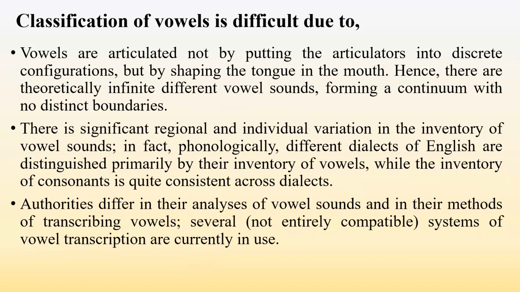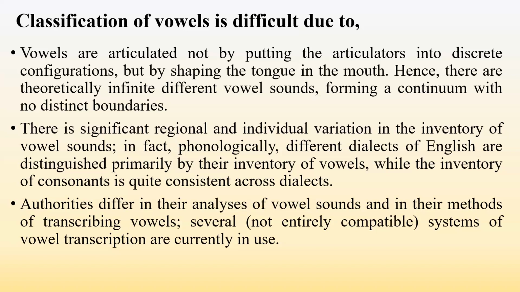Difficult means it is not possible. It is possible. Vowels can be classified, but it's not as easy as consonant classification. These different types of vowels vary very slightly from one another. One vowel is different from another vowel only slightly, unlike consonants. That is why we say classification of vowels is quite difficult.